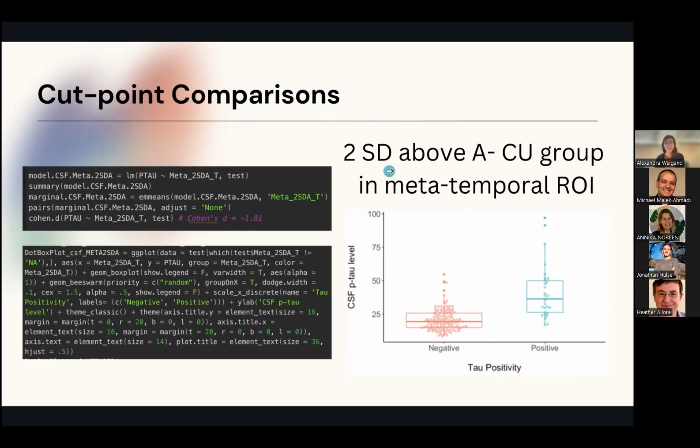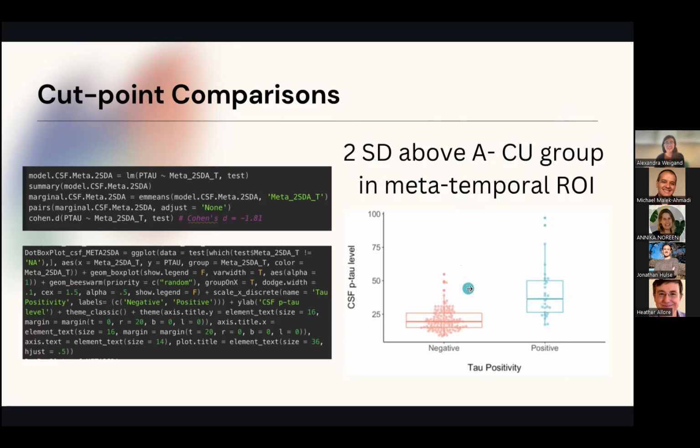So this is an example of using the method of 2 standard deviations above the amyloid negative, cognitively unimpaired group within the metatemporal region of interest. Unsurprisingly, the tau positive group, or tau PET positive group, had higher levels of CSF p-tau. That's what we expected, so that's in the right direction.